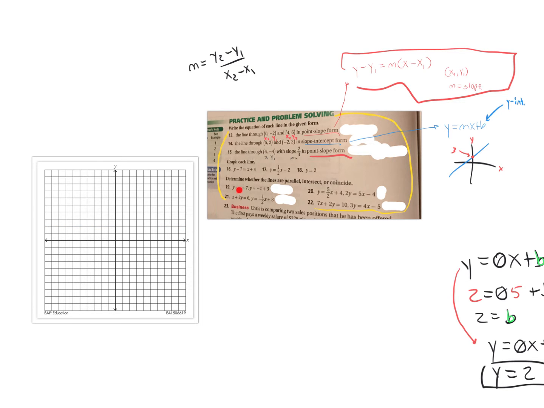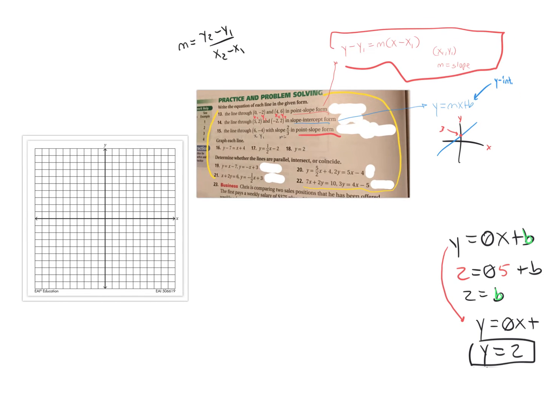Okay, problem number 19, the directions say determine whether the lines are parallel, intersect, or coincide. So what I'm going to say is that there's really a couple things we need to take into account. We need to take into account the fact that the equations could be the same or different, and the slopes could be the same or different. So if the slopes are the same and if the slopes are different will be a question. And if the equations are the same and if the equations are different is going to be a question.